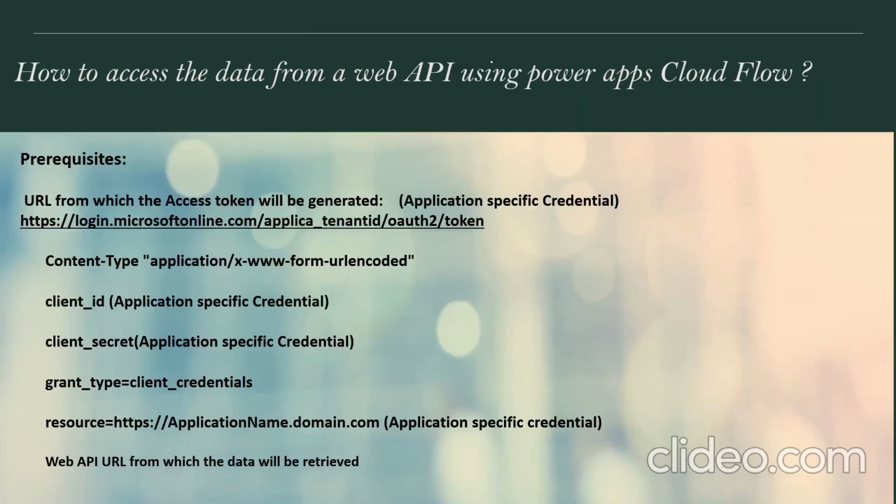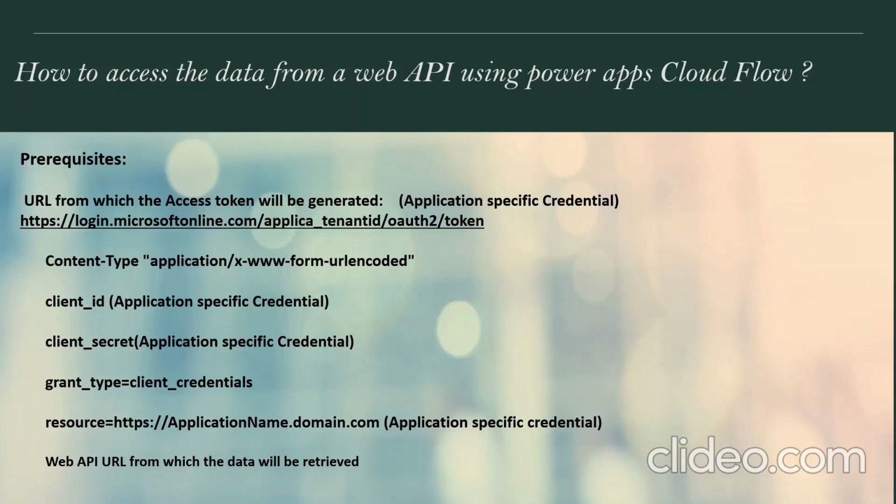So this video is to show how to fetch data from a web API which is secured by Azure Authentication. If a web API is secured by Azure Authentication, the data present in that web API cannot be directly accessed by any user. It will require an access token in order to fetch the data present in that web API. So we will be looking at how to access the data from that API, which is secured with Azure Authentication, using a Power Apps Cloud Flow.